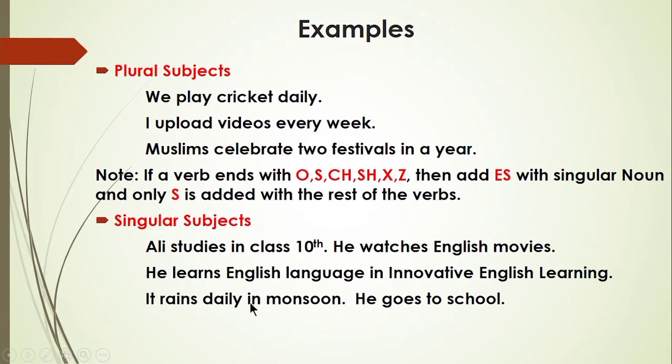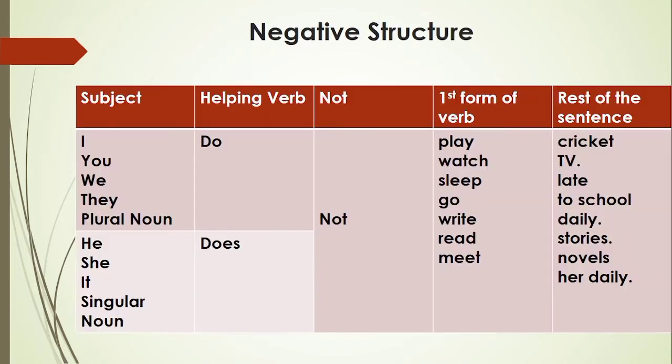It rains daily in monsoon. Rains, again we add only s because the subject is singular, it. He goes to school. Now go, it ends with o, so we add es. So that is how we add s or es with singular subjects, and we only use the first form of the verb with plural subjects.